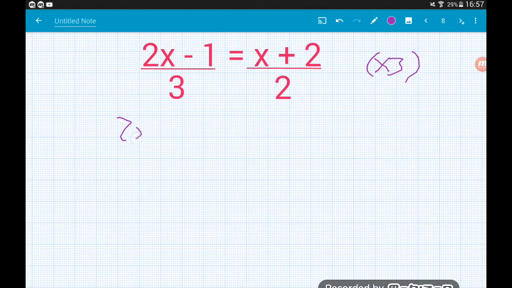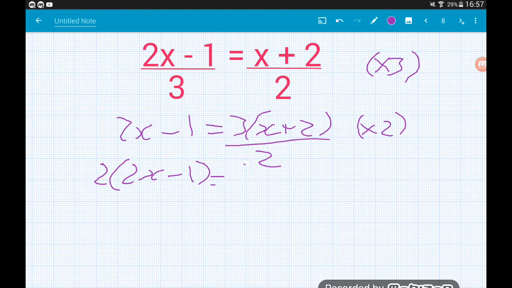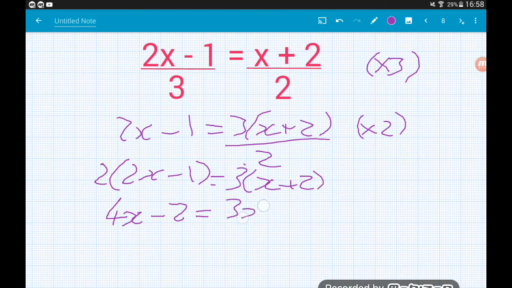Now on the left, that's going to leave us with 2x minus 1. And on the right, we're going to get 3 lots of x plus 2, all over 2. And then for the second step, let's multiply by the 2 on the right. So then we're going to get 2 lots of 2x minus 1 is equal to 3 lots of x plus 2. So now we're in familiar territory. We need to expand the brackets. So on the left, we're going to get 4x minus 2, and on the right we're going to get 3x add 6.